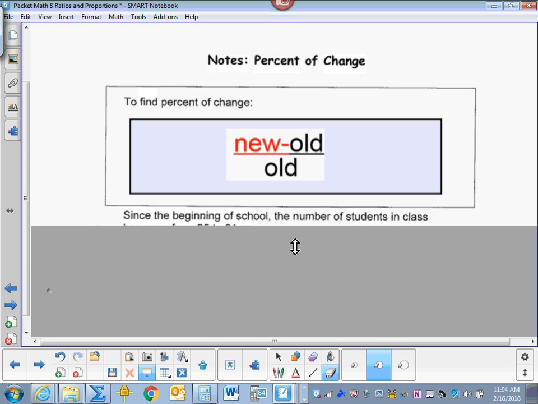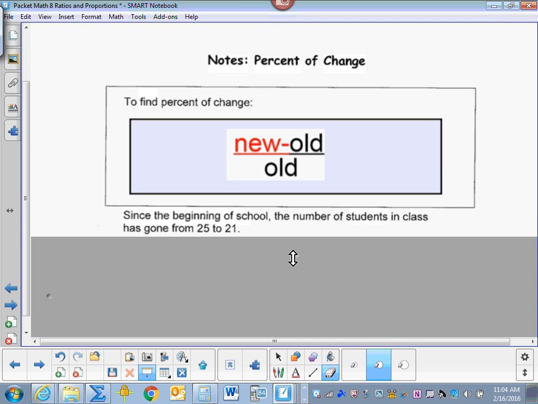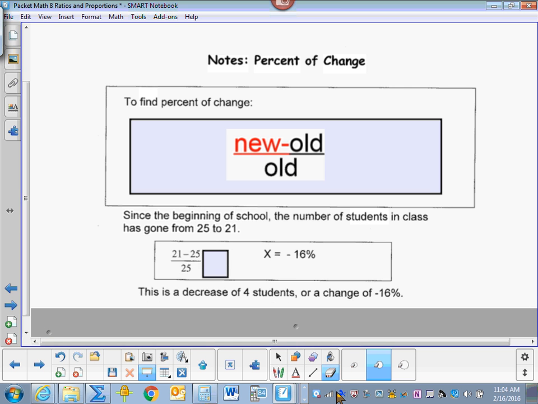Since the beginning of school, the number of students in class has gone from 25 to 21, so the number has decreased. We started with 25. That we'll call our old amount, the old number of students. And we decreased to 21, which is the new number of students in our class.